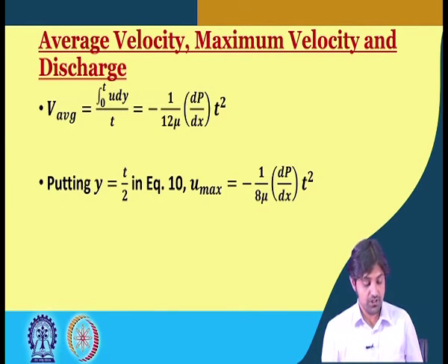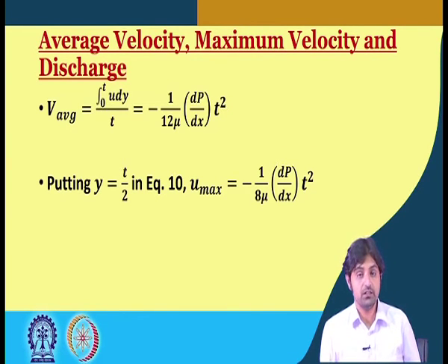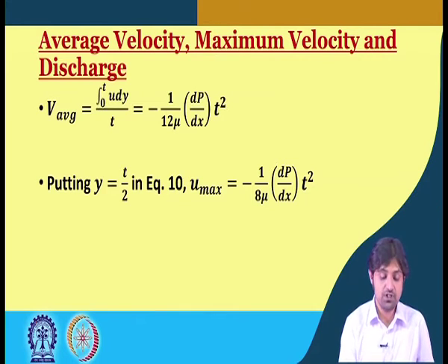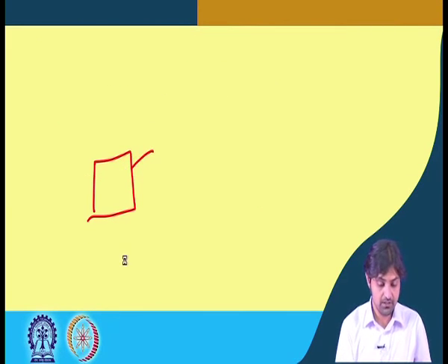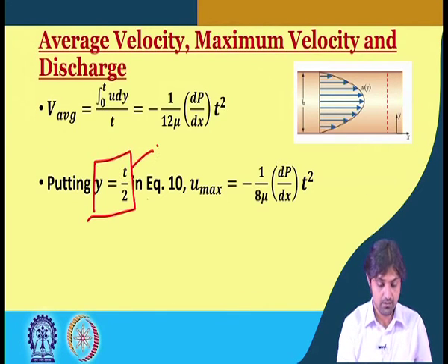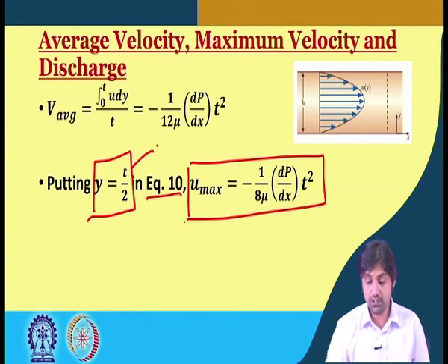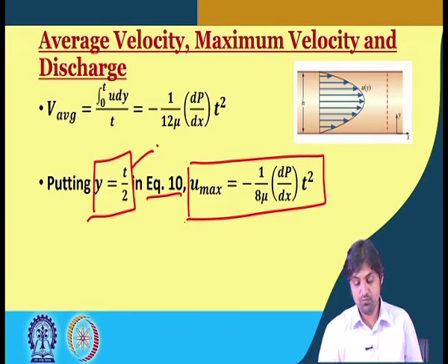Now you see the velocity profile is parabolic. This means the maximum velocity again is at the center line, which is y is equal to t by 2. If we put y is equal to t by 2 in the equation that we obtained in equation number 10, we can get u max, which comes out to be minus 1 by 8 mu dP/dx into t square.